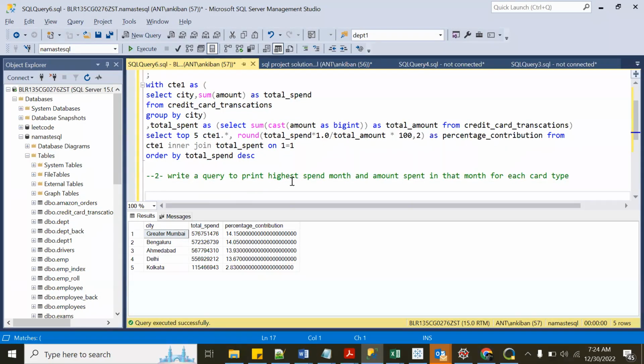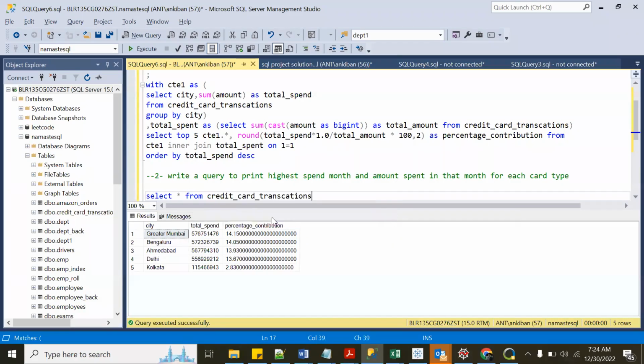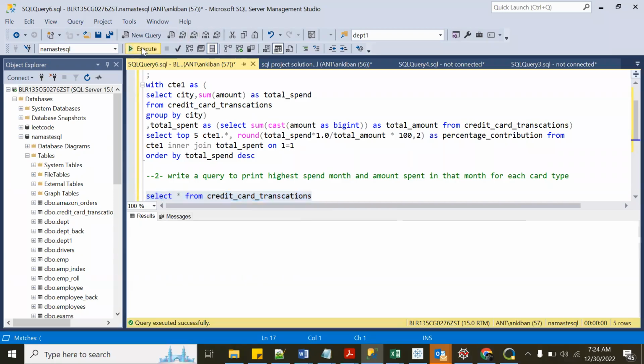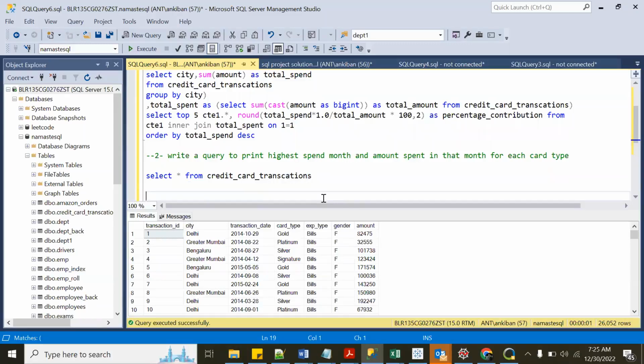Okay, write a query to print highest spend month and amount spent in that month for each card type. Right? I think you would have done this. Let's start from credit card transactions. So it is saying, write a query to print highest spend month and amount spent in that month for each card type. So for each card type, we need to know which month there was highest sale. So for gold, platinum, which month was the highest sale, right?